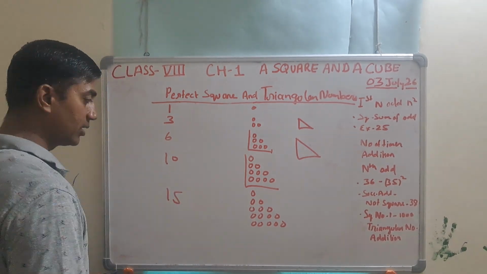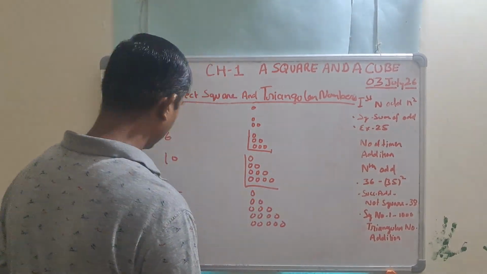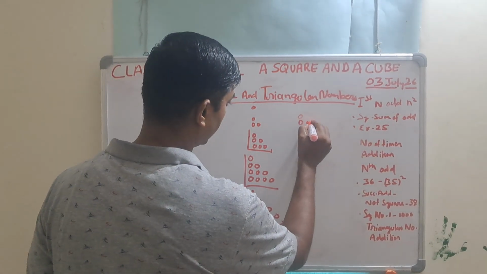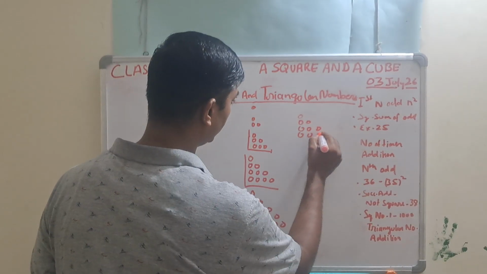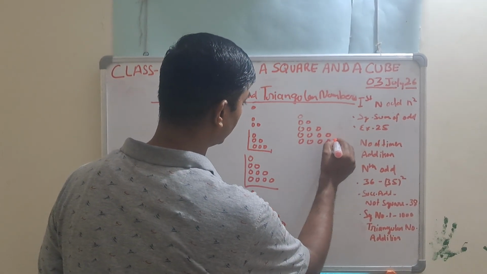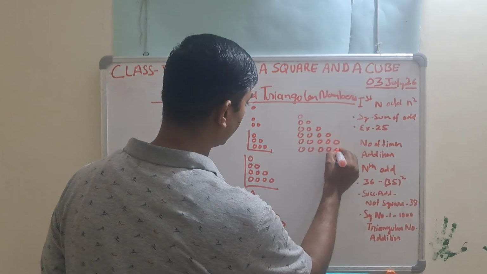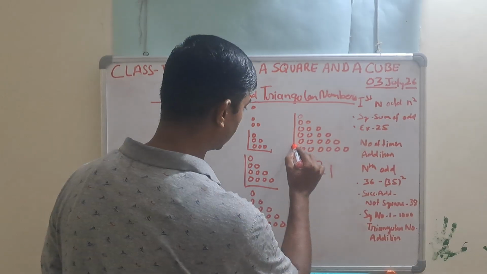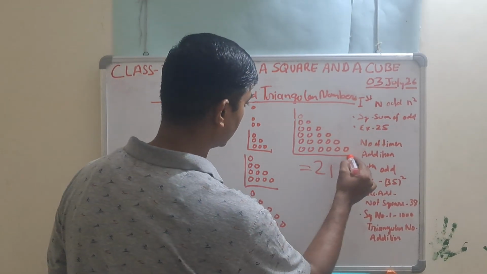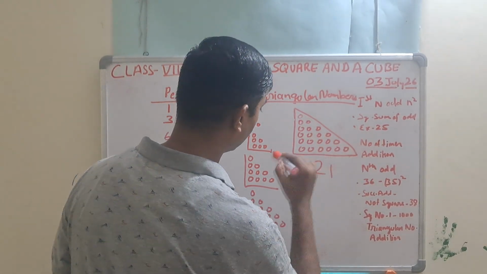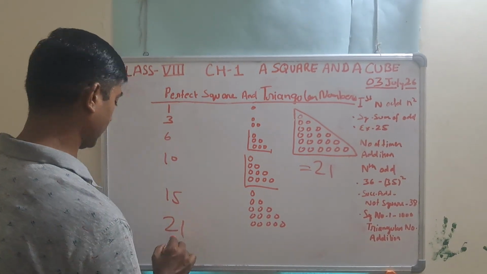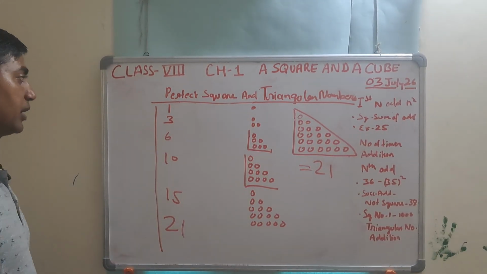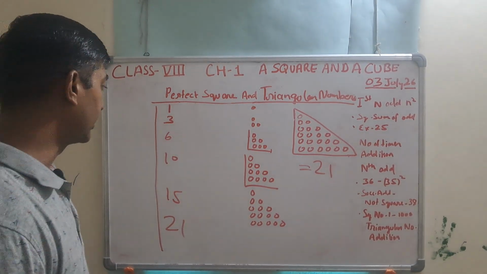In the same way, if you want to find the next triangular number, how will you find it? Dot, 1 2, 1 2 3, 1 2 3 4, 1 2 3 4 5, 1 2 3 4 5 6. What is this number? If you calculate, this is 21. This is a triangular number. Next triangular number is 21. Now, how are these numbers related to perfect squares? Understood.